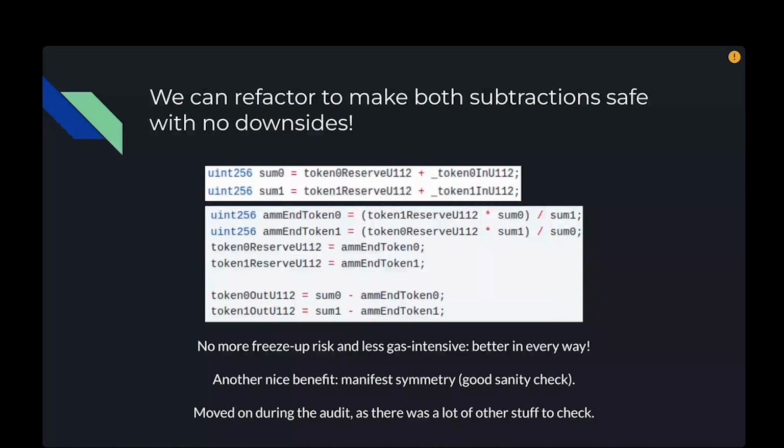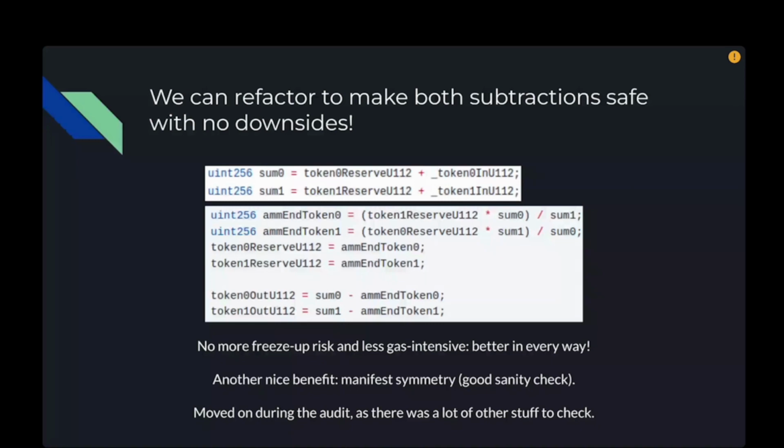But you'll notice now we've constructed both of the final values in such a way that they're explicitly of that form, where it's a number minus a number that is no bigger than the first number. And we've dropped the safe math now because we can, so it's actually cheaper gas-wise. You can't get stuck due to an underflow.